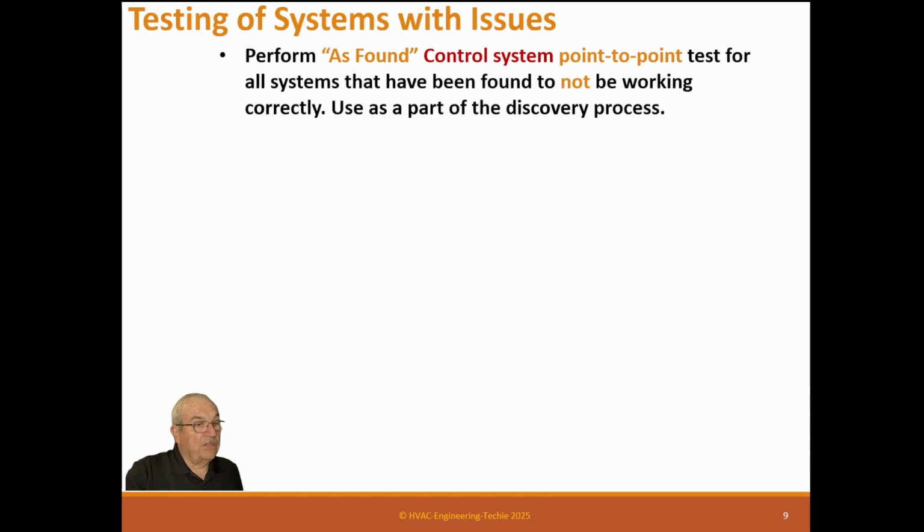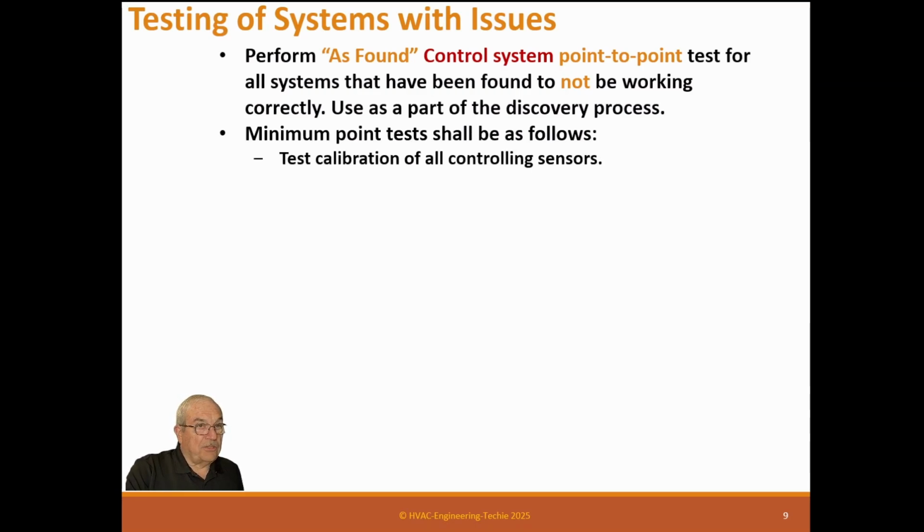Use as a part of the discovery process. So minimum point test should be test calibrations of all controlling sensors. Now you don't need to calibrate a status sensor. If it's a display air sensor, it's not controlling anything, it's just there to tell you if the system's working or not. It could be a degree or two off, no one would care. So you don't really need to calibrate. You can if you want, but you don't need to do that.